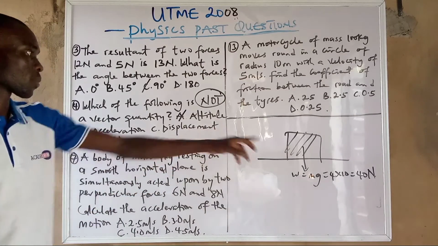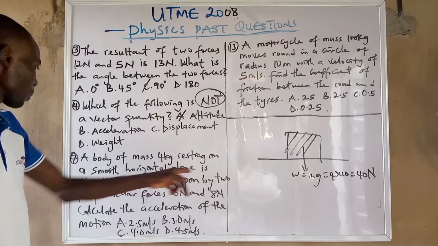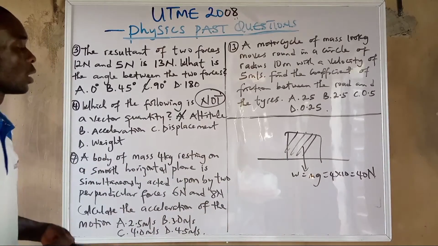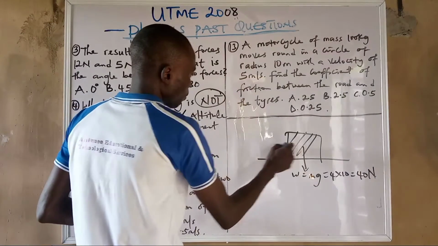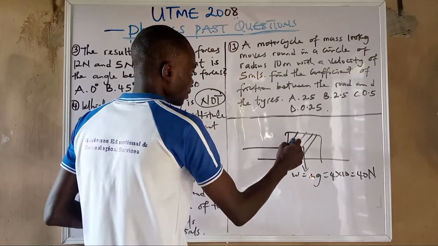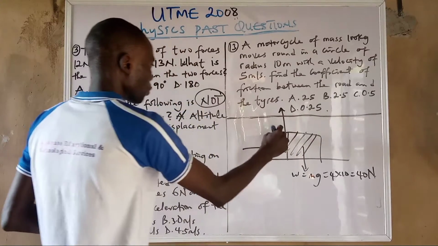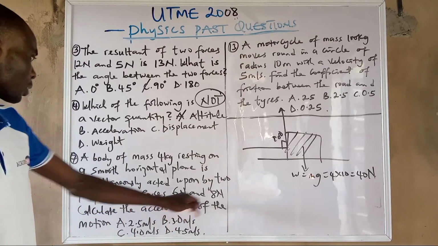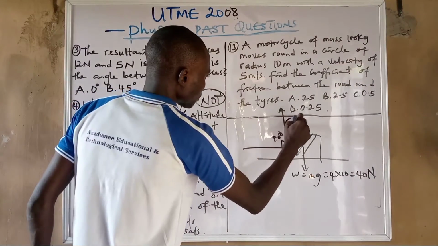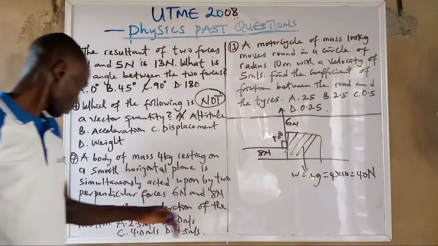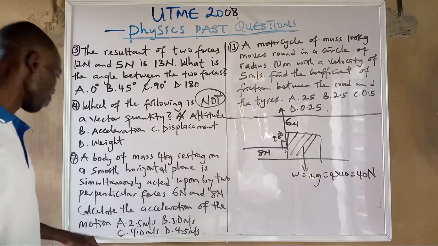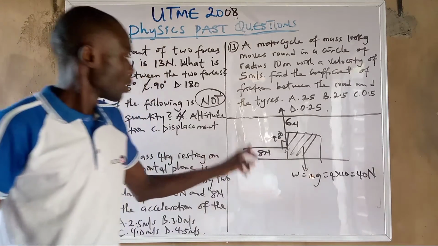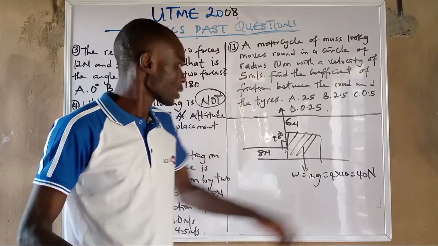The body of mass 4 kg resting on a smooth horizontal plane is simultaneously acted upon by two perpendicular forces. Two perpendicular forces means one is going this way, another one is going up, making them perpendicular, at an angle of 90 degrees to each other. The forces are 6 Newton and 8 Newton. We are now asked to calculate the acceleration of this motion. What can unite force alongside weight to give acceleration?